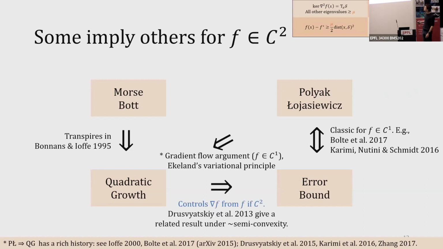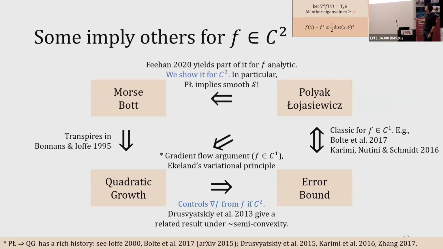You can also find some work showing that QG implies EB, although without control on the constant. And something that we show in the paper with Quentin is that if you're willing to assume that your function is C2, then in fact QG implies EB with essentially the same constant, essentially no loss in the constant. And then the more interesting bit is that in fact PL implies Morse-Bott as well, if you're willing to assume that your function is C2.